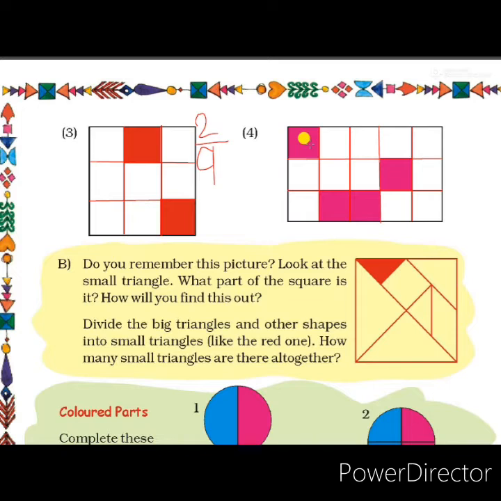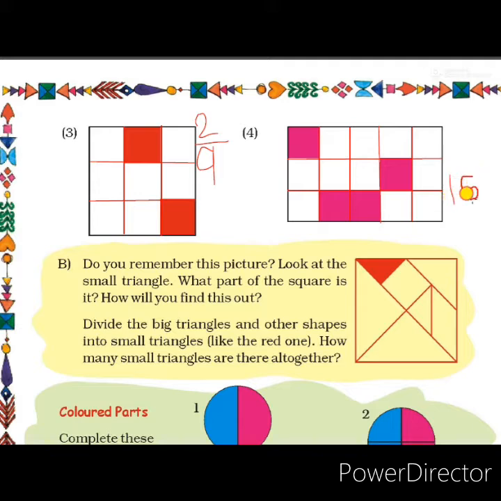Now see the fourth question, fourth box. It is a rectangle. In that rectangle, some parts they have colored. I have divided that rectangle into equal parts. See that, how many parts are there? Top 5 boxes, middle 5 boxes and bottom 5 boxes. So 5 3s are 15. 15 equal squares are there.